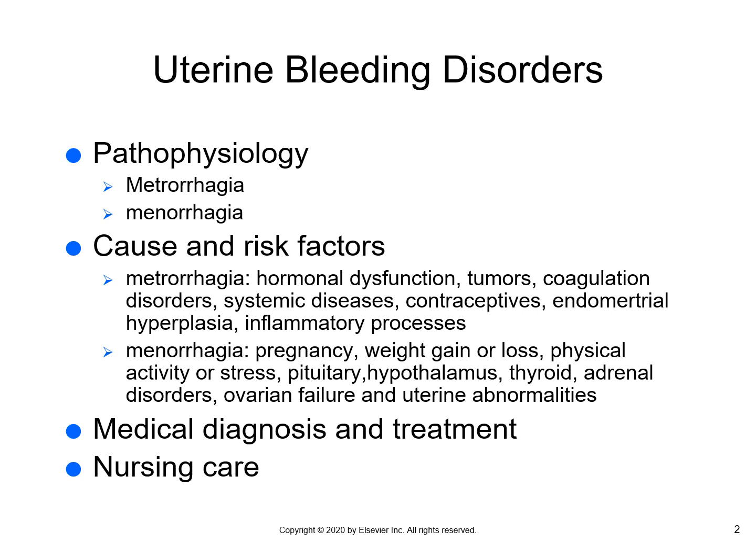All right, the causes and risk factors of metrorrhagia and menorrhagia, like I just mentioned, are in this table, and also in this PowerPoint right here. Metrorrhagia: hormonal dysfunction, tumors, coagulation disorders, systemic diseases, contraceptives, endometrial hyperplasia, inflammatory process. Menorrhagia could be pregnancy, weight gain or loss, physical activity, or stress, pituitary, hypothalamus, thyroid, adrenal disorders, ovarian failure, and uterine abnormalities.